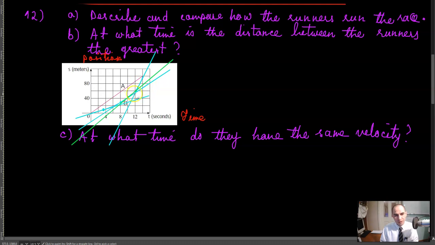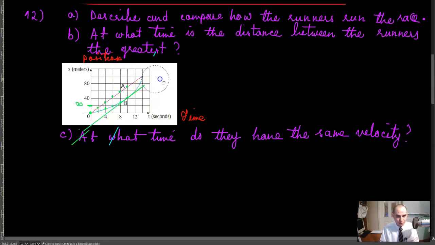Which means that basically at some point, at about 11, 12 seconds or so, they have the exact same velocities. But then before 12 seconds, runner B had a lower velocity, and after 12 seconds, runner B had a higher velocity than runner A. But then runner A has maintained the same velocity throughout the whole race, right? So that's essentially how these two people run the race.